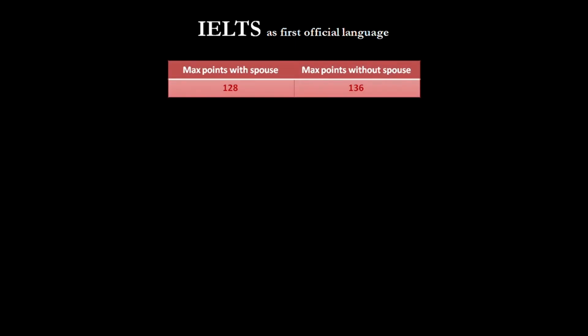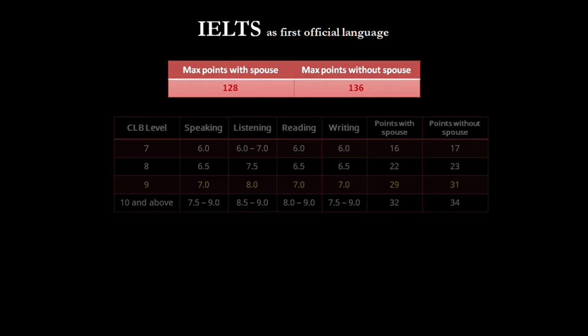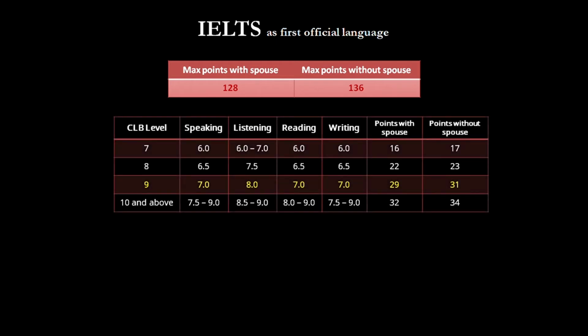So let's understand IELTS as the first official language. The maximum points you can obtain out of IELTS as your first official language with a spouse is 128 and without a spouse is 136. Canadian Language Benchmark 7 is the minimum requirement for the Federal Skilled Worker Program under Express Entry. You can see the scores you need to obtain in IELTS in order to obtain each of the CLB levels.